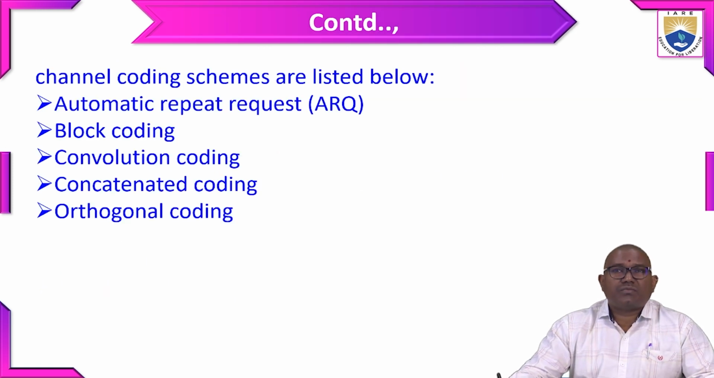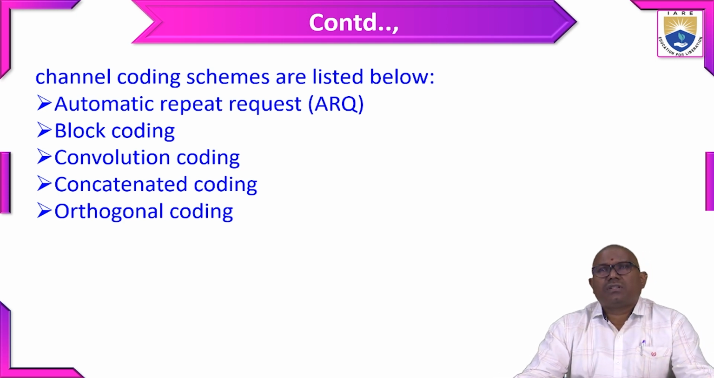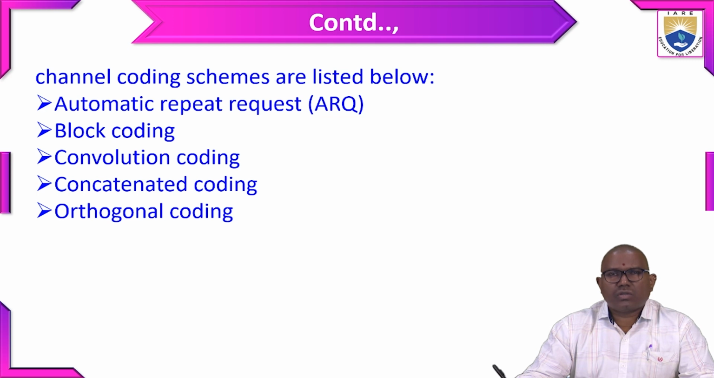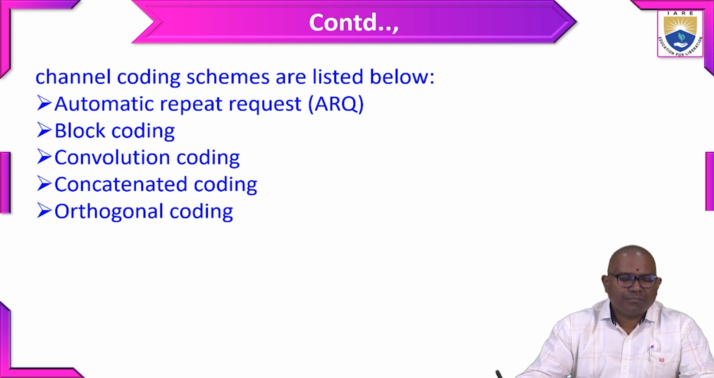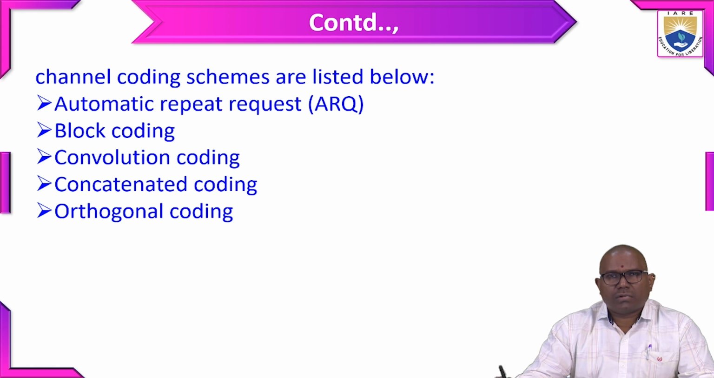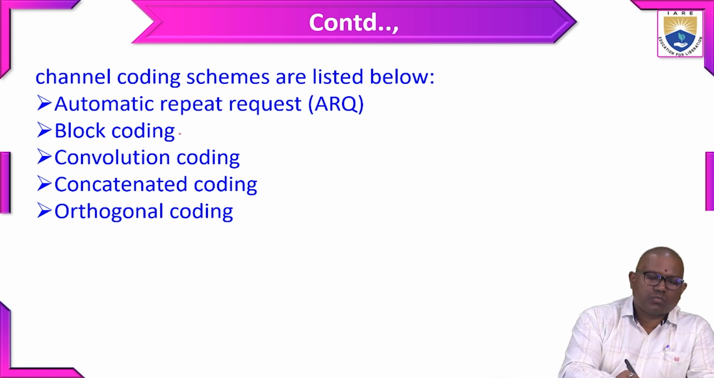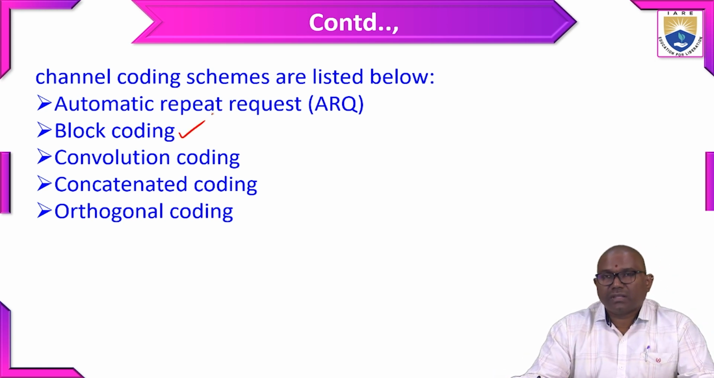And what are the different types of channel coding schemes? The channel coding schemes are listed below: ARQ, automatic repeat request, block coding, convolution coding, concatenated coding, and orthogonal coding. These are the frequently used codings, but the syllabus only has block codes. Okay, but we should know what they are.